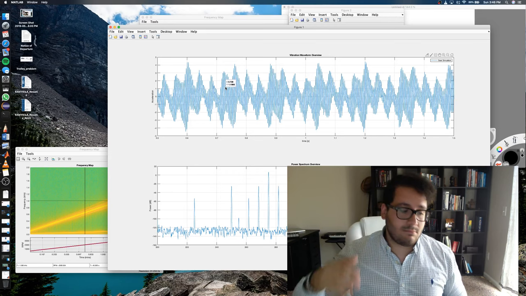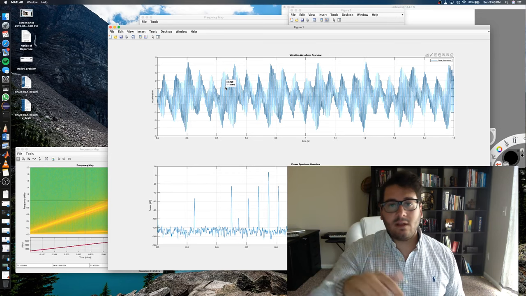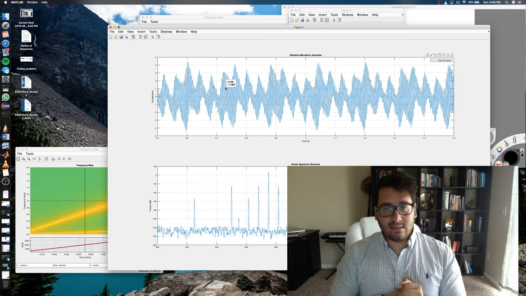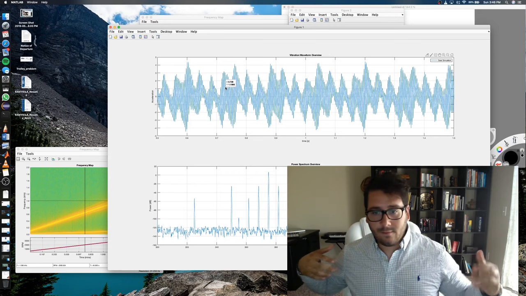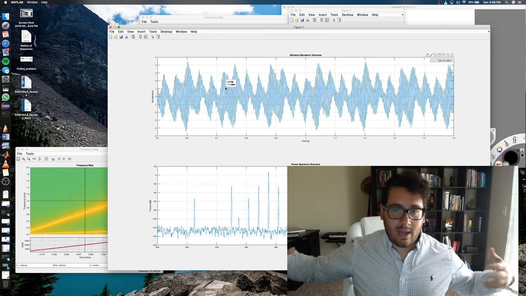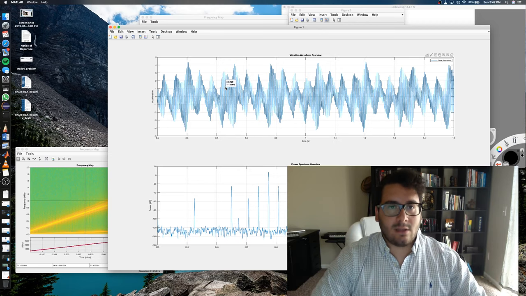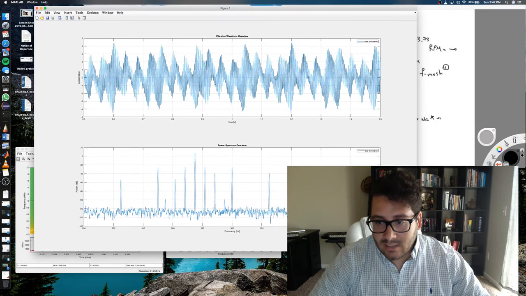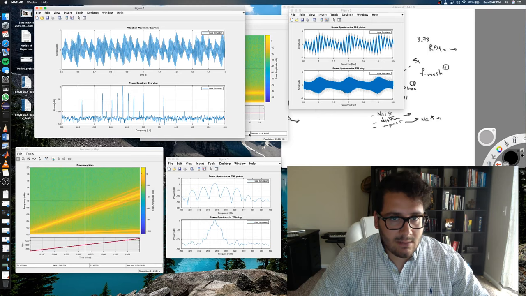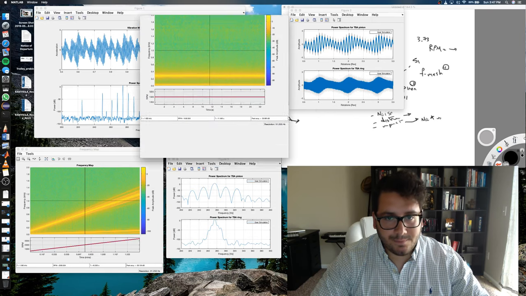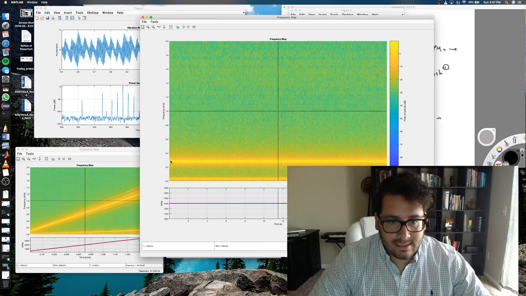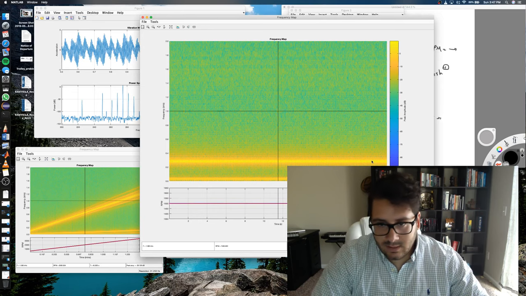What I'm going to do next is add the drive lines to it. This way I can also see the contribution of different resonances from the pinion drive line and the ring gear drive line, and understand the whole resonances of the system. So from there I was actually able to derive a color map, right? This is in kilohertz, which is what I would expect.